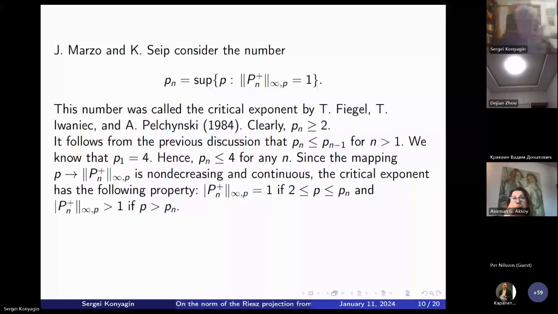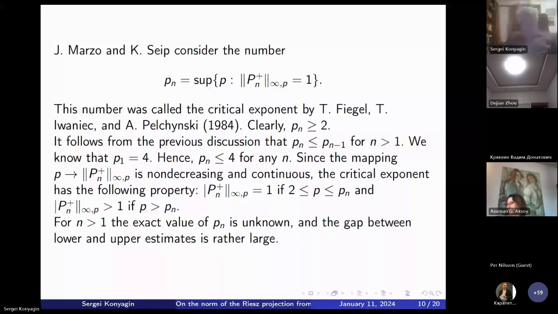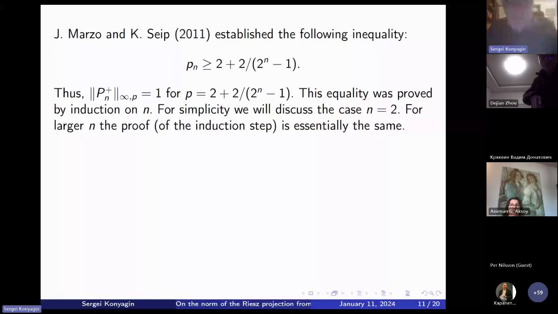Next, since the mapping assigning to p the norm of this operator is nondecreasing and continuous, the critical exponent has the following property. If p is less than or equal to pn, then the norm of the Riesz projection is 1. If p is greater than pn, then the norm of the Riesz projection is greater than 1. If n is greater than 1, the exact value of pn is unknown, and moreover, there is a big gap between known upper and lower estimates. What is known from Marceau and Seip is that for any n, pn is greater than 2. They proved the following finite bound. This is a lower estimate.